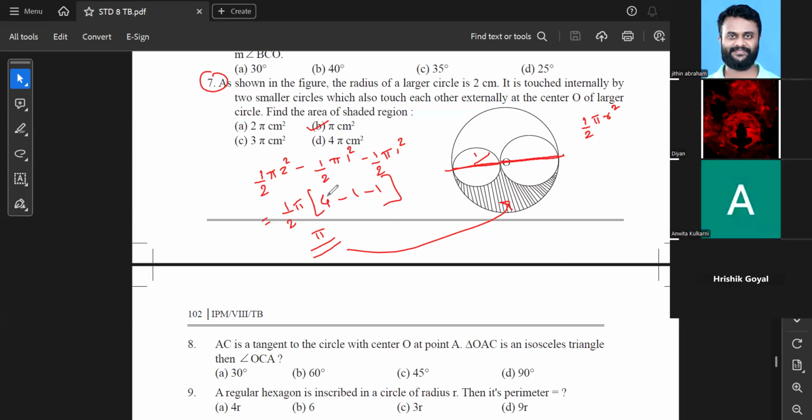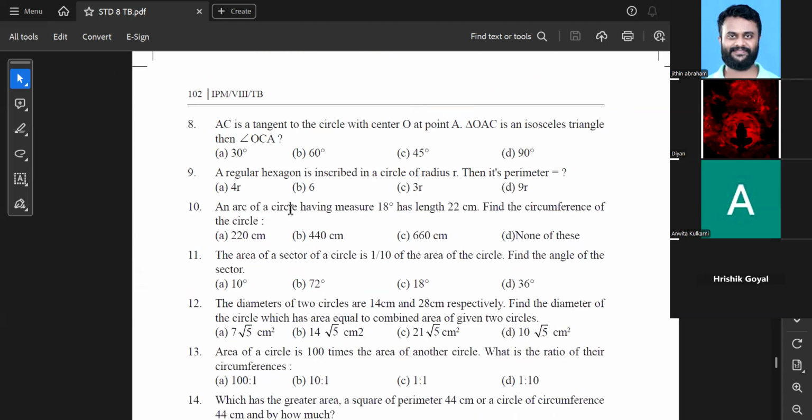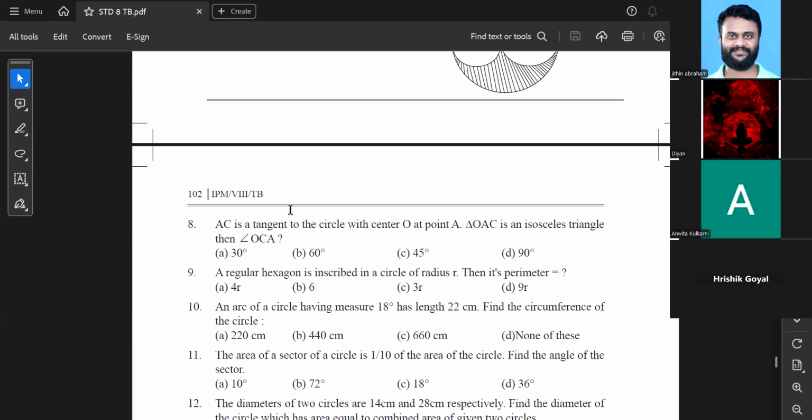So can you do the ninth one next? Yeah. So you should wait for me to complete one problem before you ask me to solve the next problem. Okay?